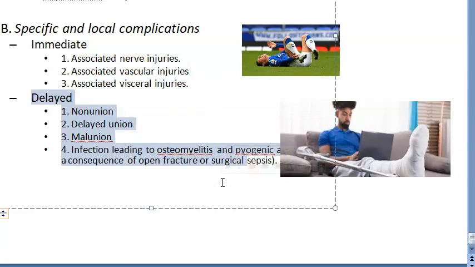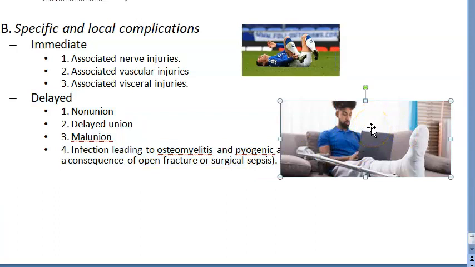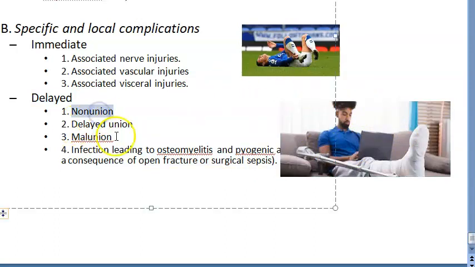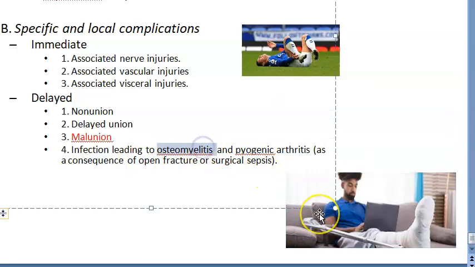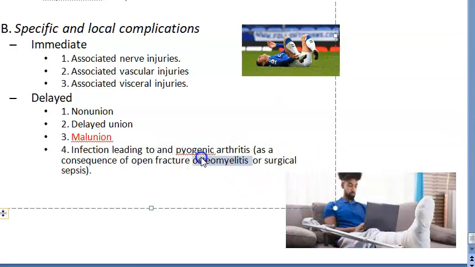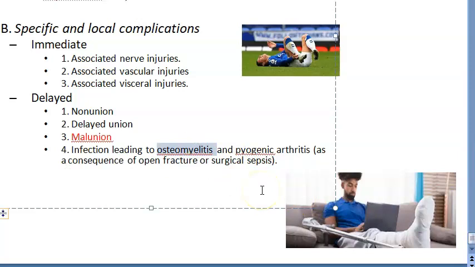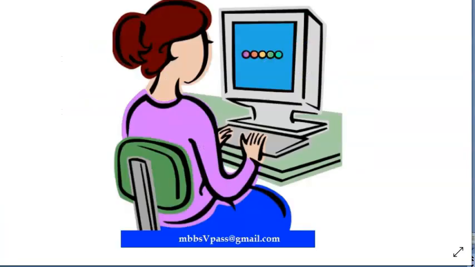Delayed local complications, or you can say not immediate. There can be non-union. It may not unite, or there can be delayed union, very slowly, or there can be malunion, where it is united but wrong. It's not the way it's supposed to be. Infection, which can lead to what? Osteomyelitis, pyogenic arthritis, right? That means there is inflammation of the bone marrow. Pyogenic, some bacterial organism giving a lot of pus there. So all this can happen, especially in an open fracture or in surgical sepsis, that is, after the surgery there is some infection.